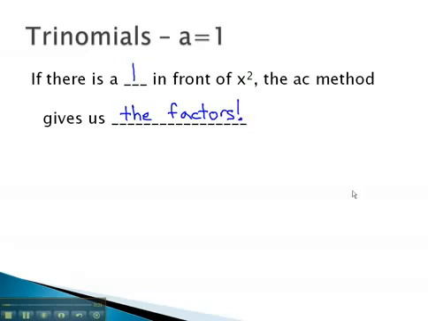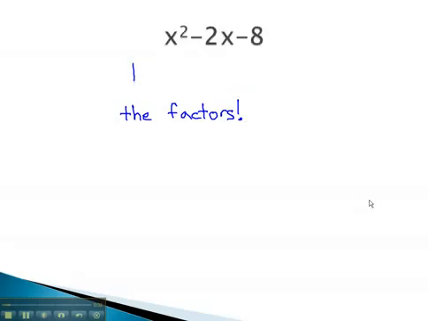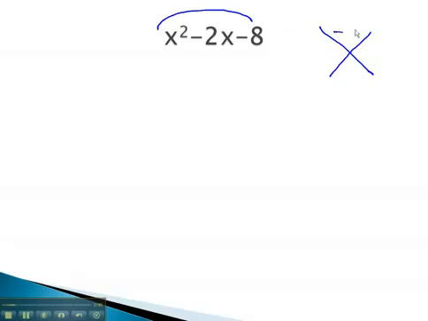For example, on the problem x squared minus 2x minus 8, notice we have no number, or technically a 1, as the coefficient in front of the x squared. Using the AC method, we would be multiplying to 1 times negative 8, which is negative 8, and adding to negative 2. We can see this is possible with 4 and 2 if the 4 is negative.